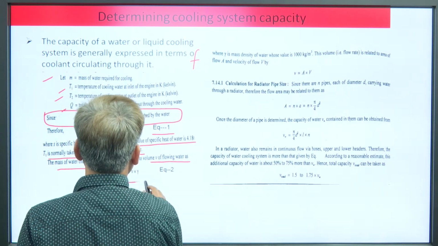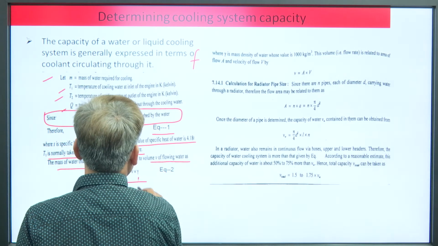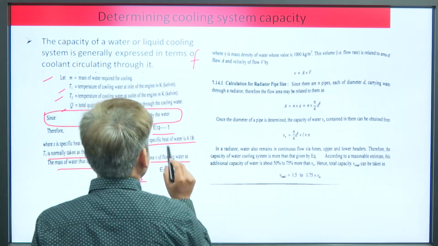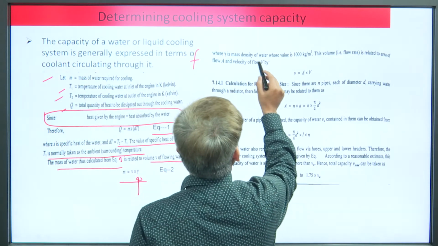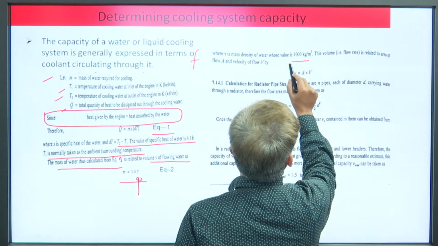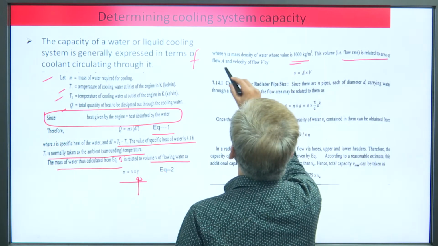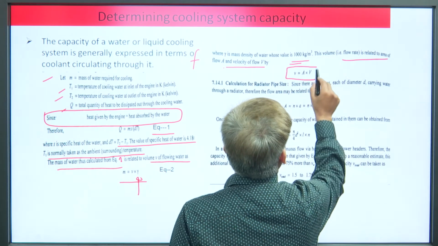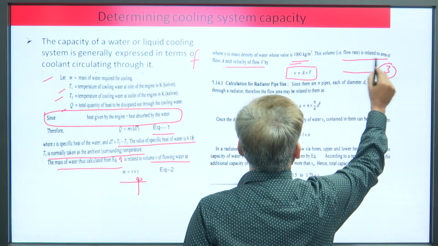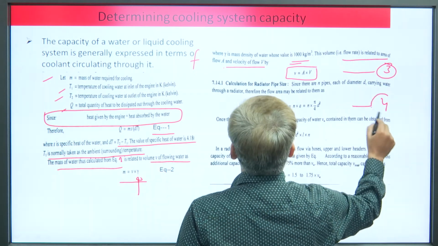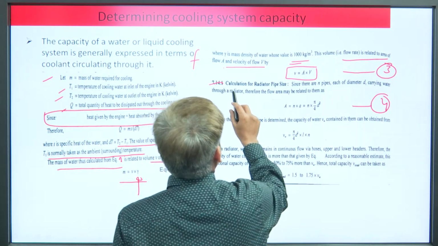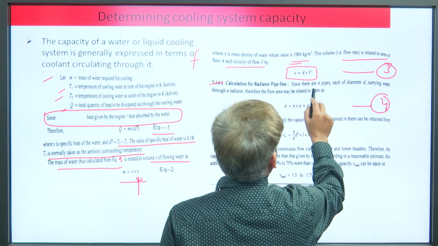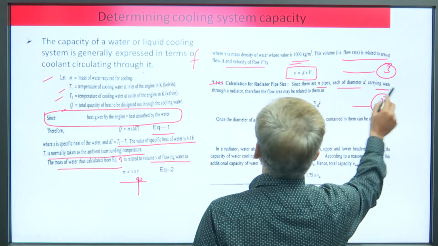The mass of water in equation 1 is related to its volume of flow. So, mass is equal to rho into V, equation 2, where rho is the density of water, taken as 1000. This volume is related to the area of flow. So, volume is equal to this formula, let the equation be 3, and the next is equation 4.